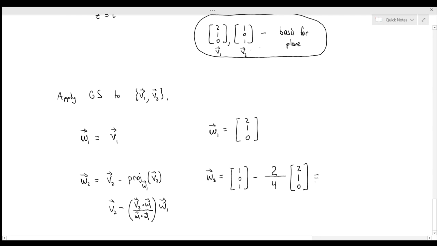So then if I do this computation, that's 1/2 of (2, 1, 0). So 1 minus half of 2, 1 minus 1, which is 0. 0 minus half of 1 will be minus 1/2. Then 1 minus 0 is 1. So I think that's what we will get for W2.